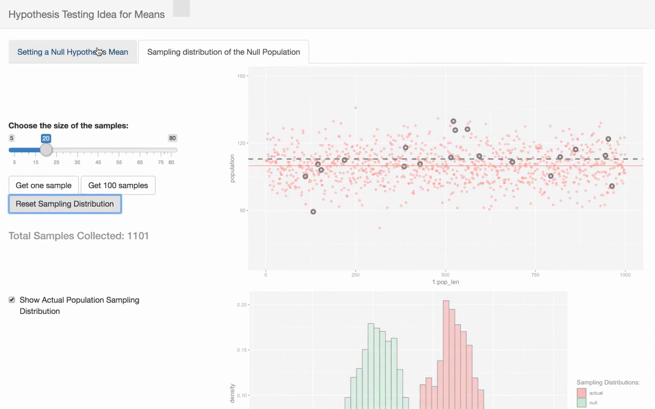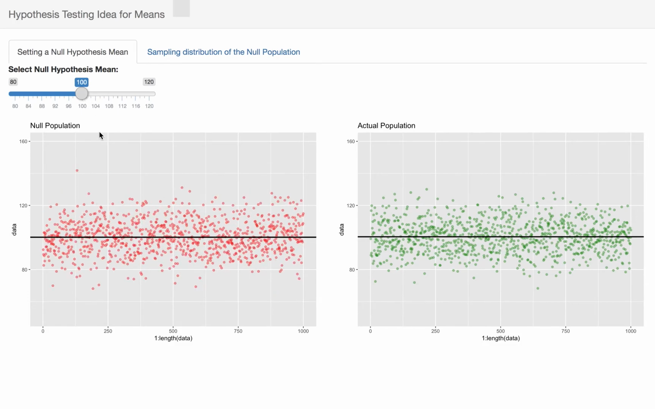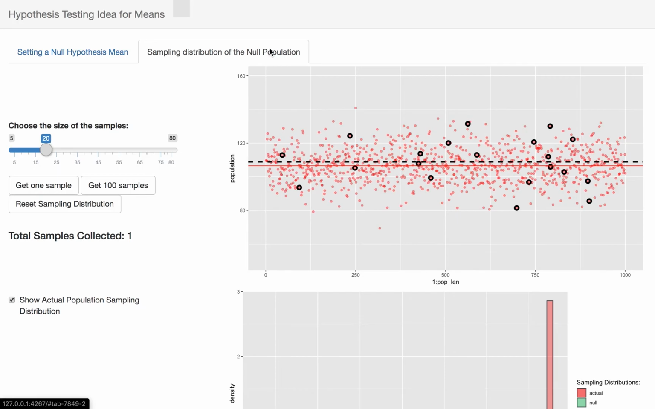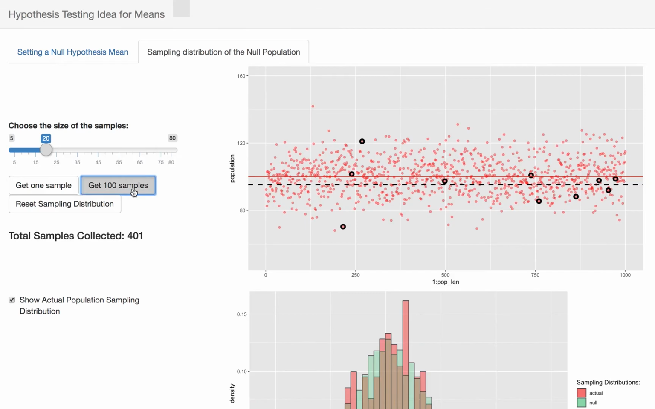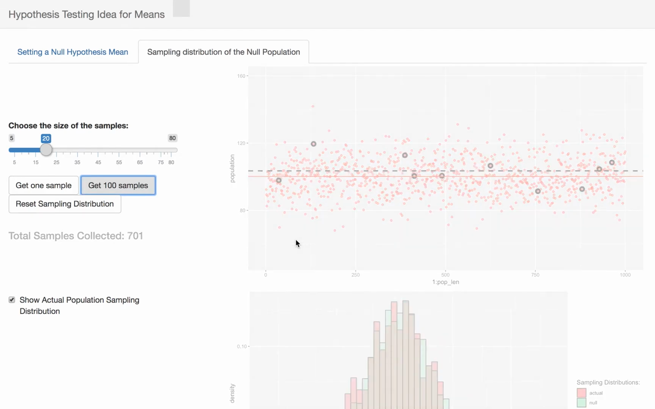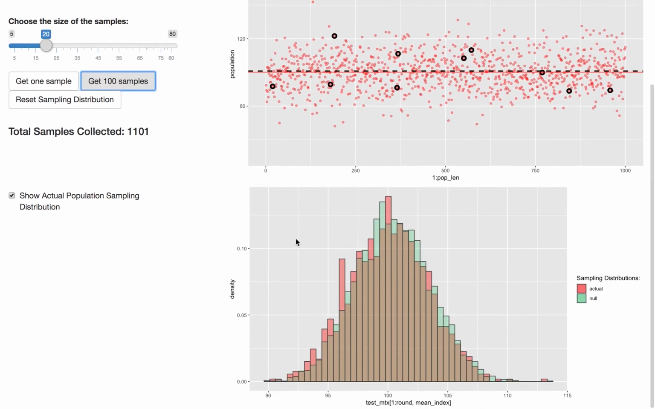Now, we can reset this and think about, well, what if I guessed correctly? What if I set my null hypothesis to be equal to what's in the actual population? What if I actually guess the right claim and use that as my null hypothesis? Well, again, generating a sampling distribution. So now I've collected about 1,100 total samples. What you can see is when you correctly guess the actual population, the sampling distributions in red and green are now essentially overlapping.